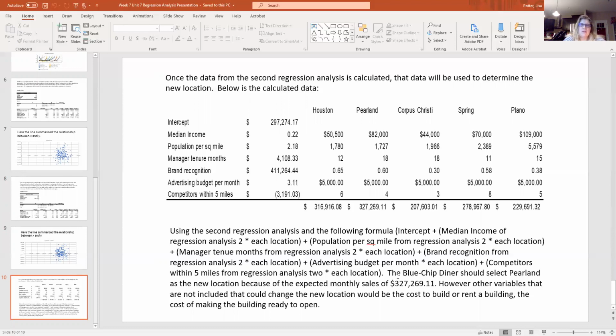However, like stated, there could be other variables that could come into play to go into a third regression model to decide the cost or expense of renting, building a building, the cost of making that building ready to open and serve.